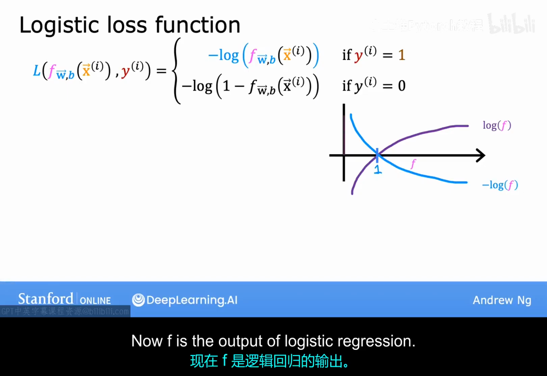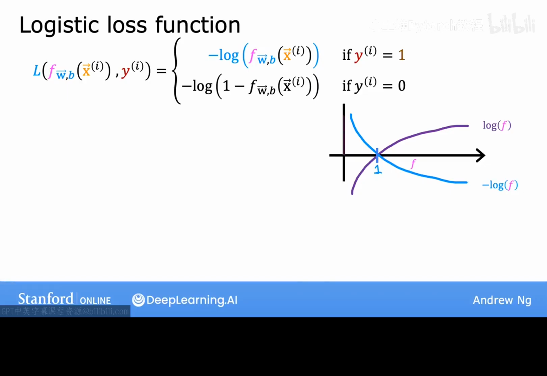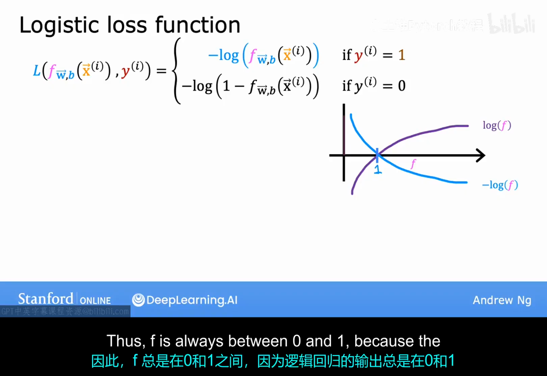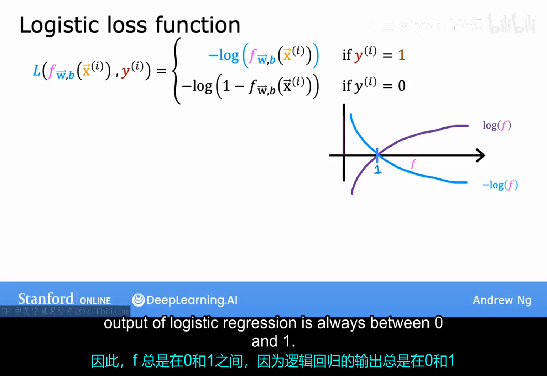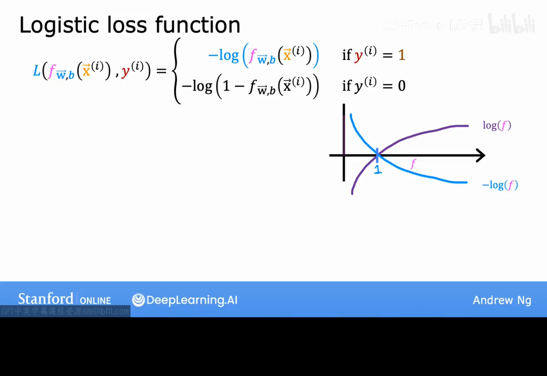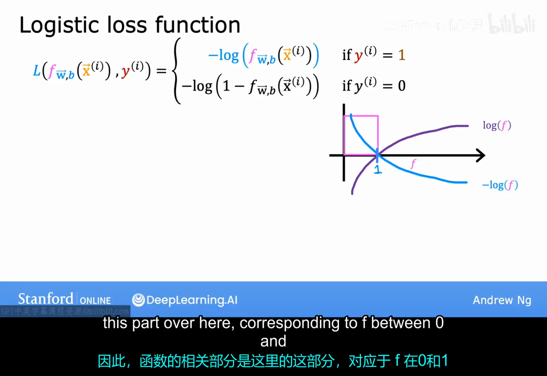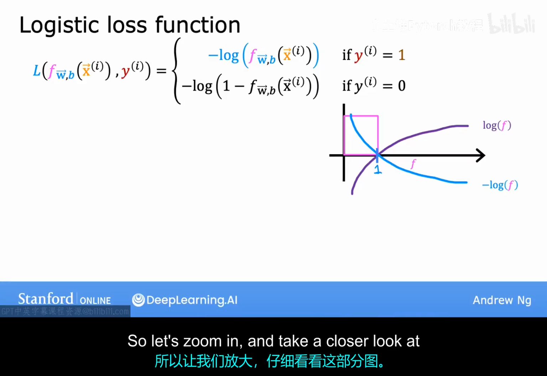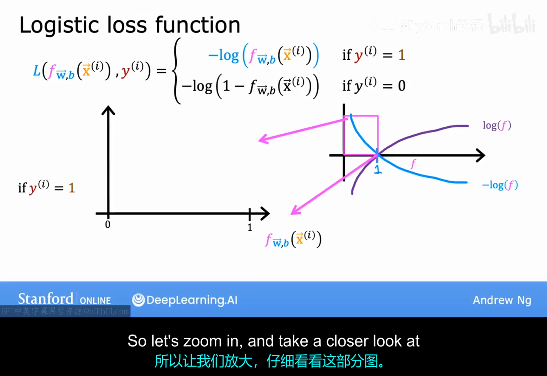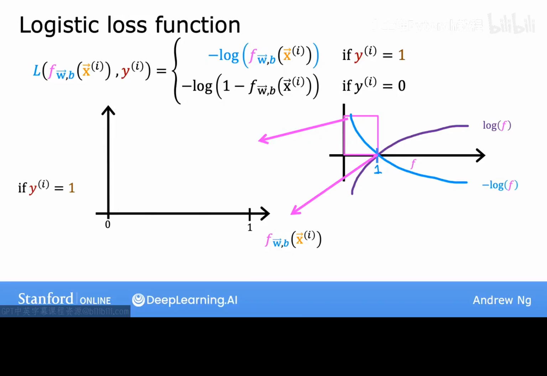Now f is the output of logistic regression. Thus, f is always between 0 and 1 because the output of logistic regression is always between 0 and 1. The only part of the function that's relevant is therefore this part over here, corresponding to f between 0 and 1. So let's zoom in and take a closer look at this part of the graph.